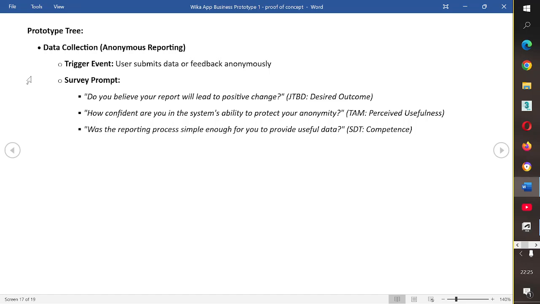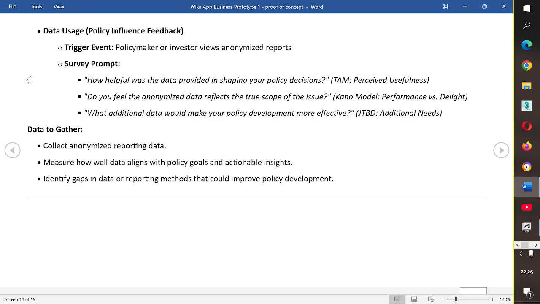So, do you believe your report will lead to a positive change? We're asking this to survivors. How confident are you in the system's ability to protect your anonymity, which means to keep your privacy? We have to reword these so that they are more understandable to survivors. And was the reporting process simple enough for you to provide useful data? Okay, so that's an important question. And then, how helpful, this is now under data usage, and looking at how it can influence the policy.